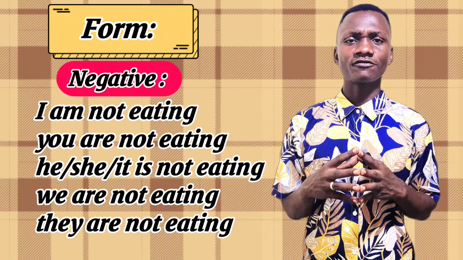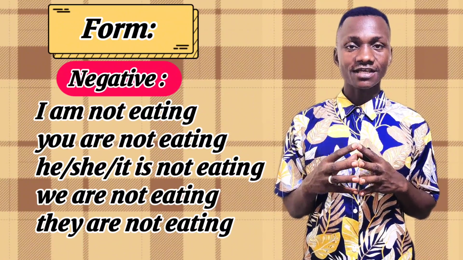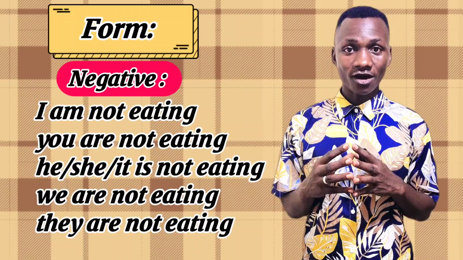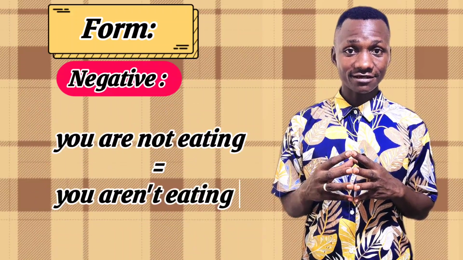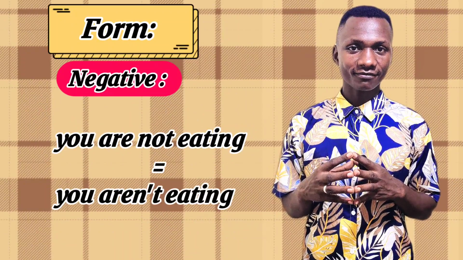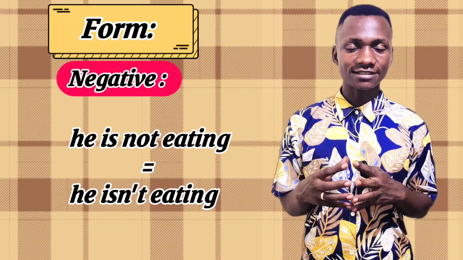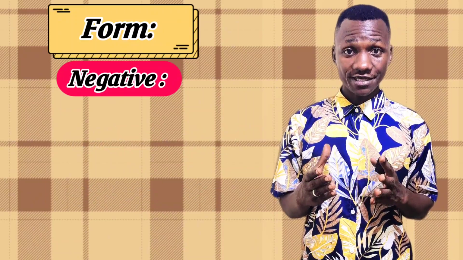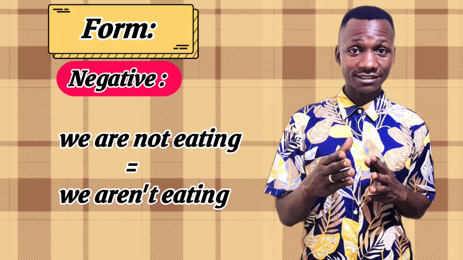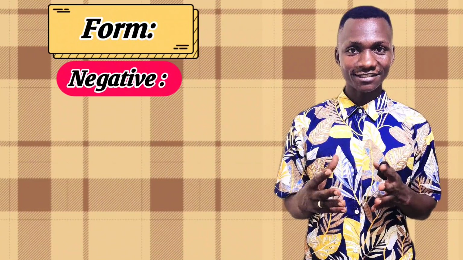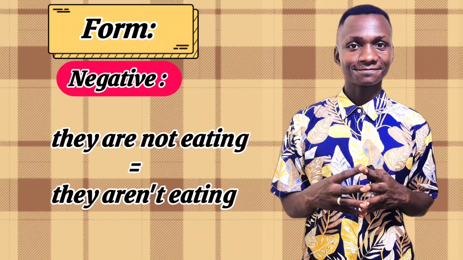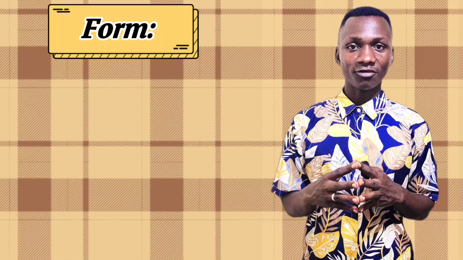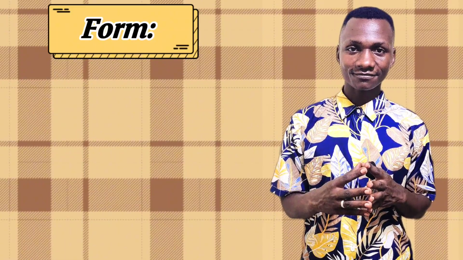But you know that we have what we call contracted forms. For example, you are not eating can be said, you aren't eating. He is not eating, he isn't eating. She is not eating, she isn't eating. We are not eating, we aren't eating. You are not eating, you aren't eating. They are not eating, they aren't eating. Do you think you can conjugate verbs in present continuous, both affirmative form and negative form?